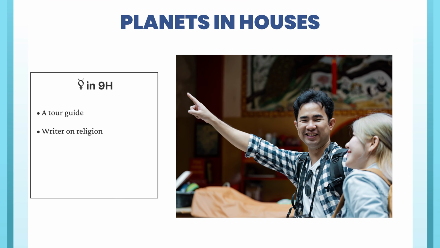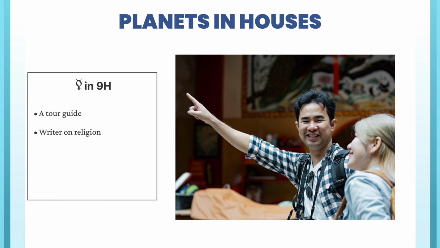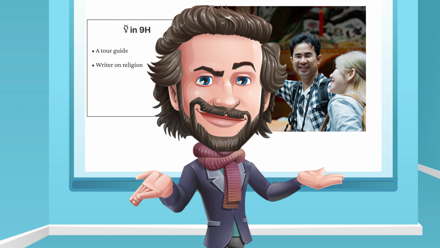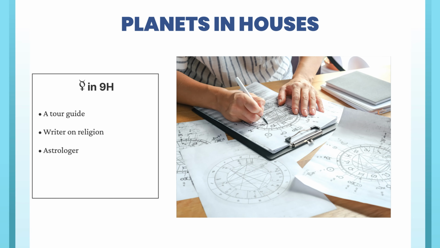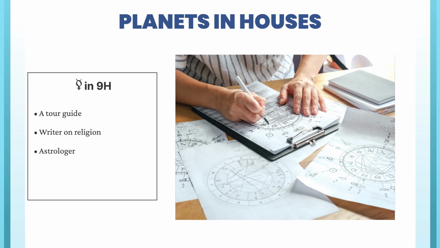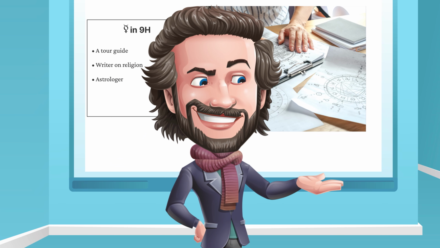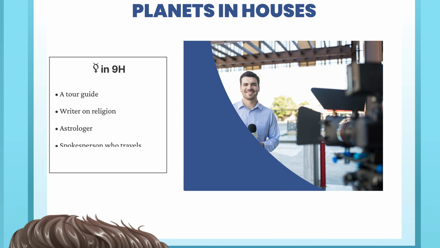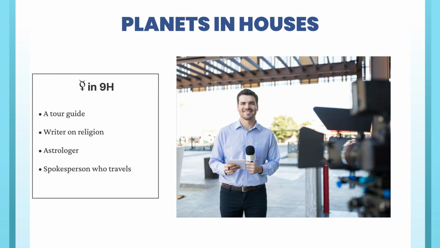Beautiful, Clara. Mercury signifies speech, writing, and learning. The 9th house signifies travel and philosophy. So a Mercury in the 9th type could be someone who writes about travel or shares wisdom through words. I'd say an astrologer. Brilliant. Astrology belongs to the 9th house. Mercury there makes a logical mind that studies the heavens. Definitely an astrologer. Or maybe a spokesperson who travels internationally.